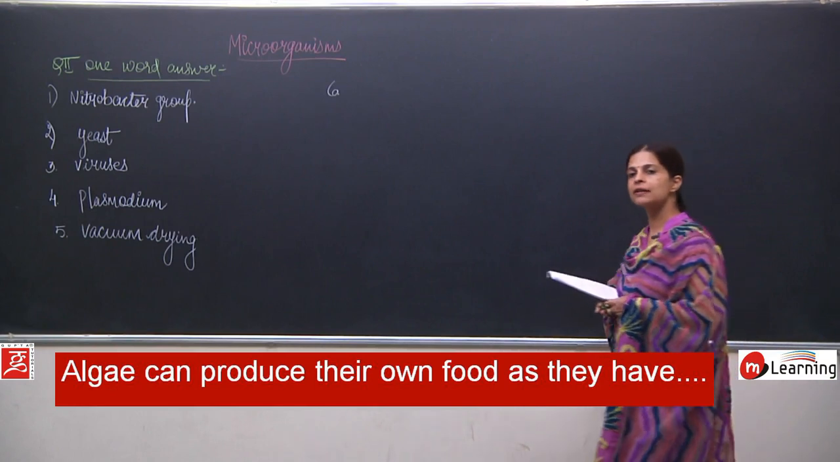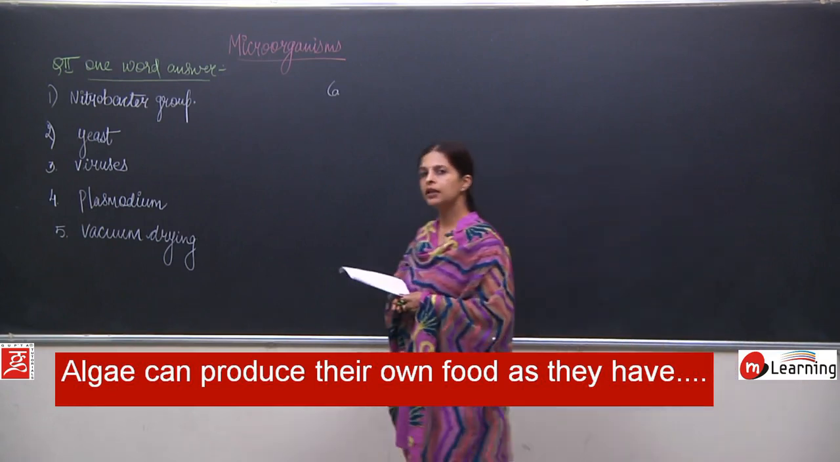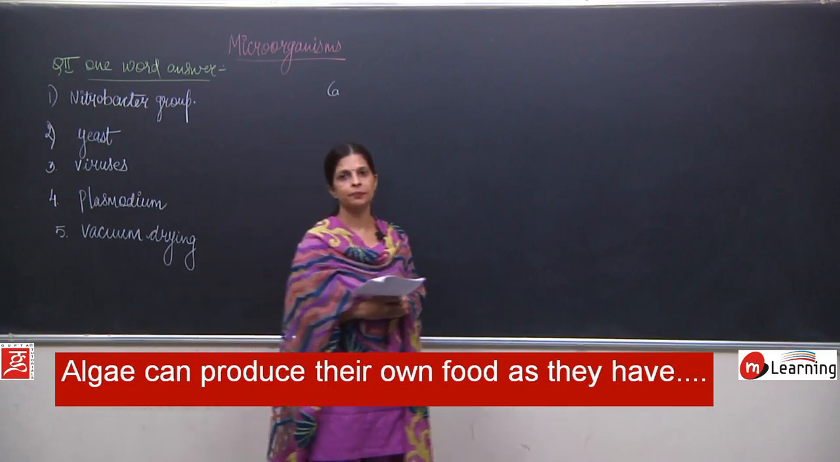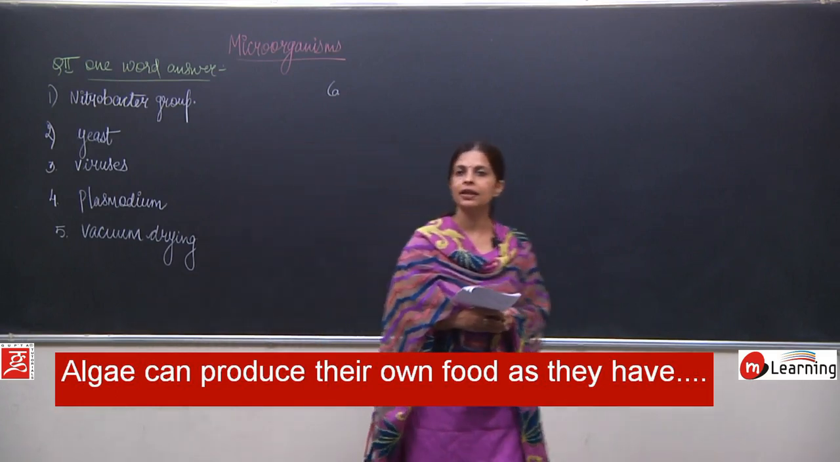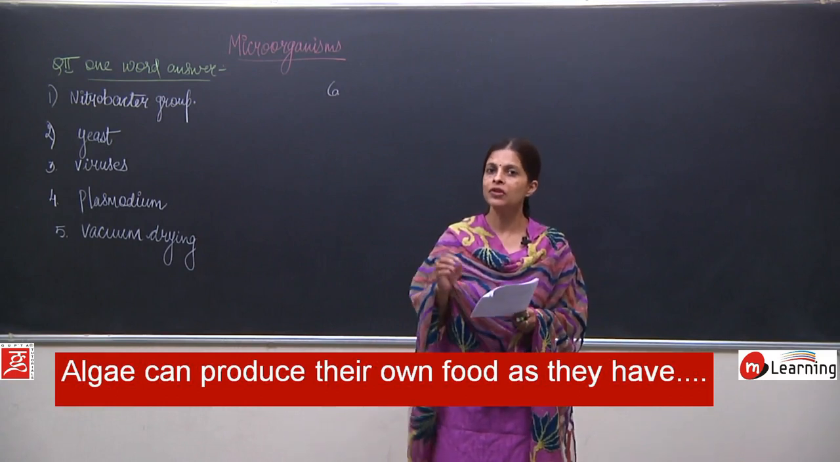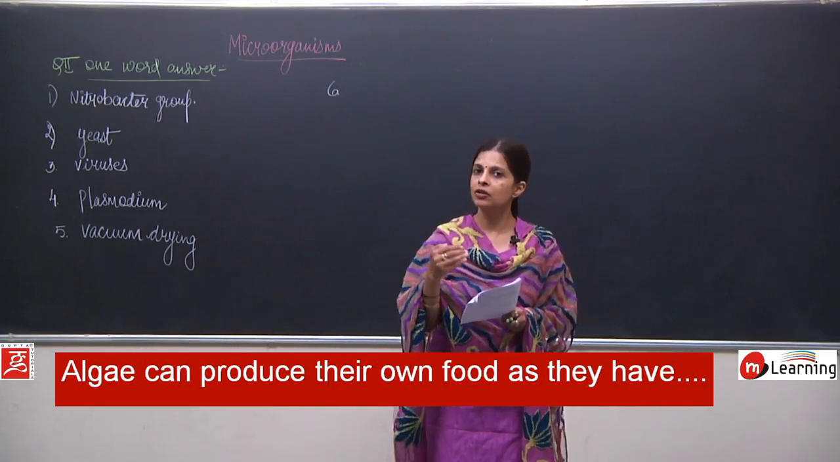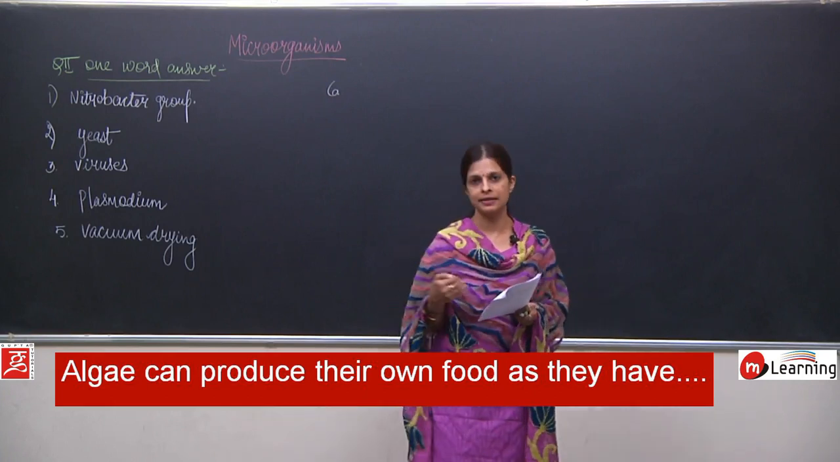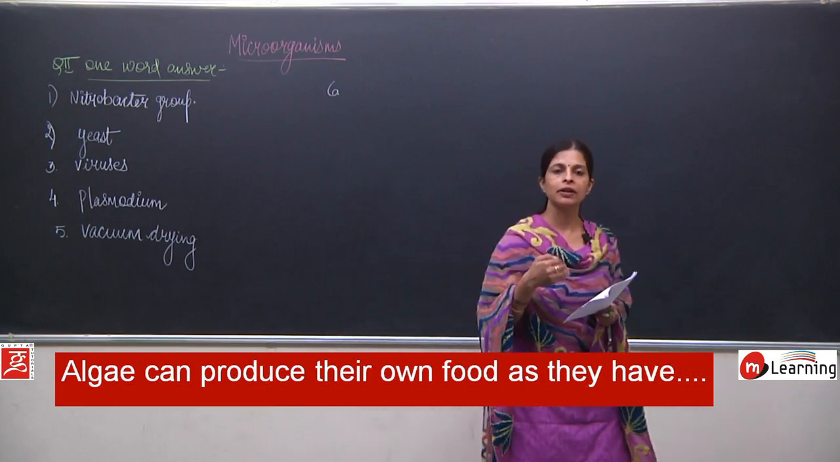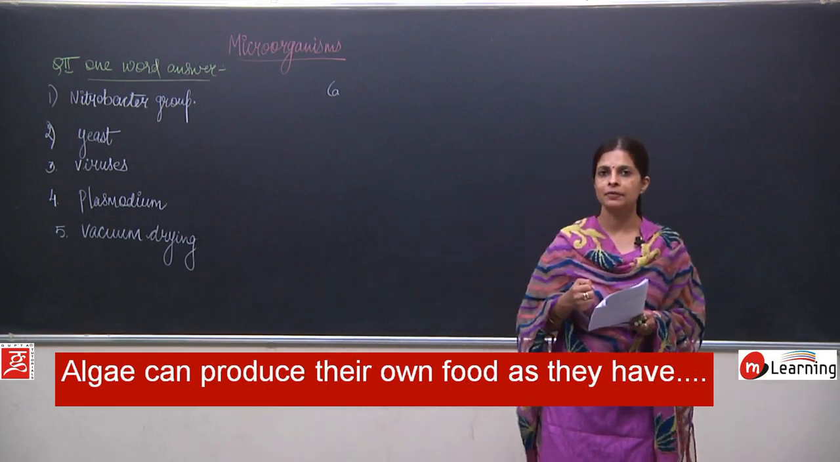Most of the microorganisms are considered as animals because they don't have chlorophyll in them. And the one which has chlorophyll is obviously considered as the plants. So algae, as we have studied, are the aquatic plants.